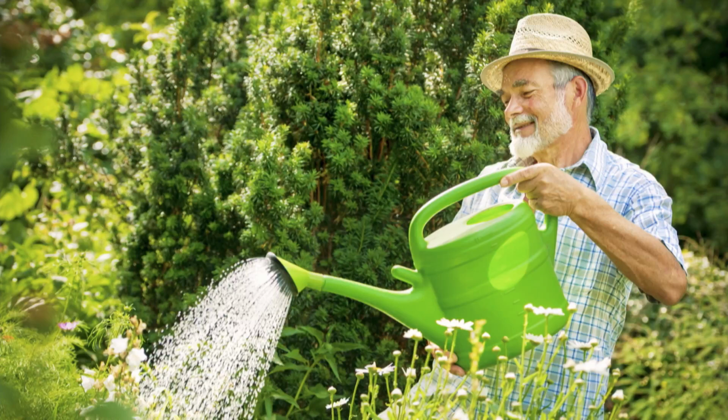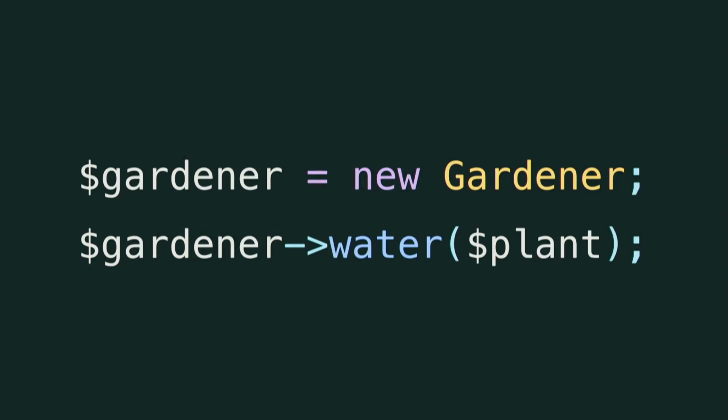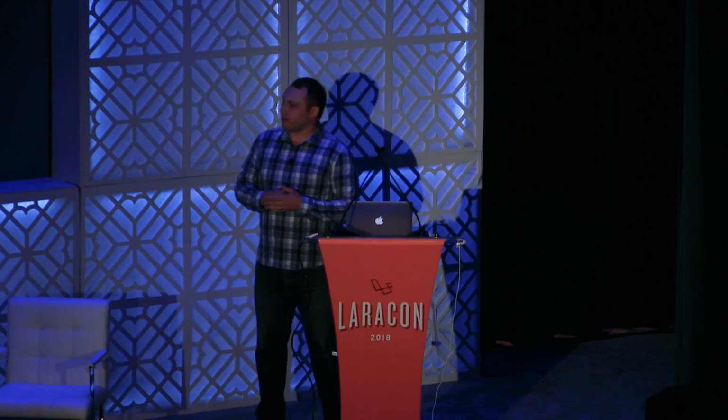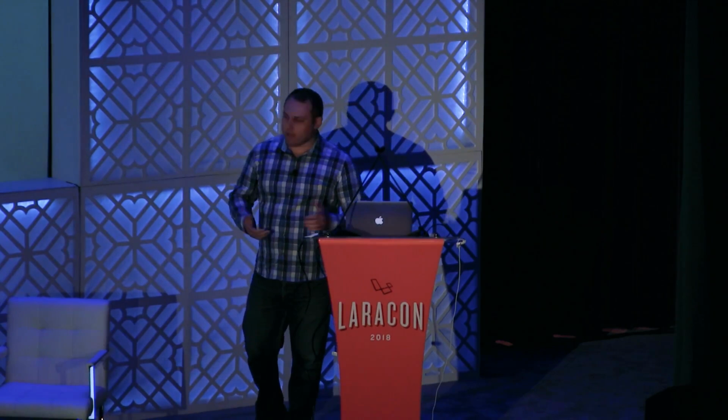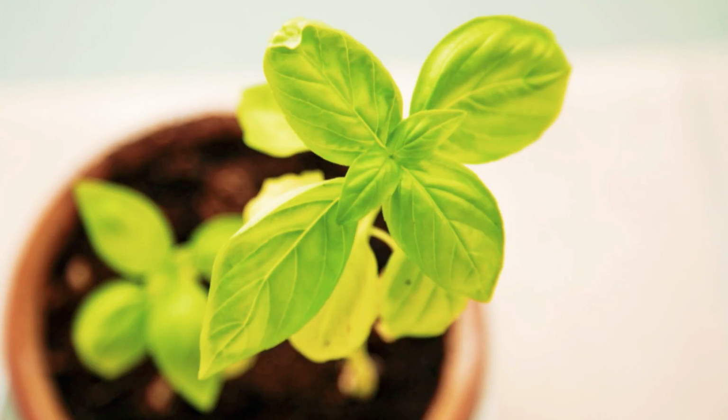So how would I solve this problem in code? I'd new up a new gardener class that I created. I'd add a water method to the gardener because watering is something that the gardener can do to plants. And I would pass in the plant that I needed to water. And when all is said and done, we have this beautiful, healthy plant.